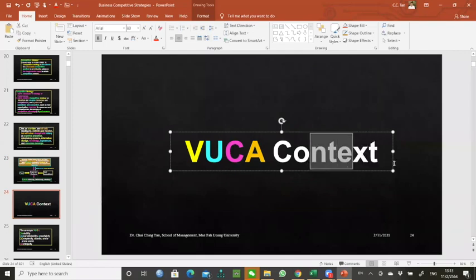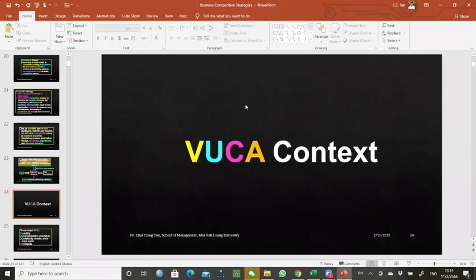There are a lot of issues on context. The context could be the government policies being clear or not clear. If it's not clear, what are you going to do? If it's clear, what are you going to do? And that is called context. Or, in general, the VUCA.